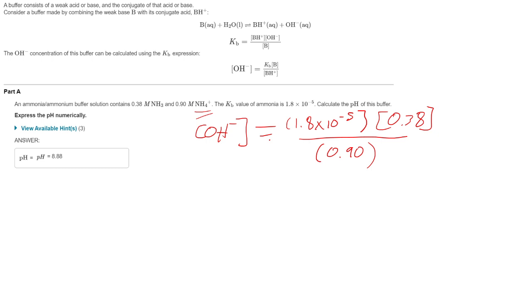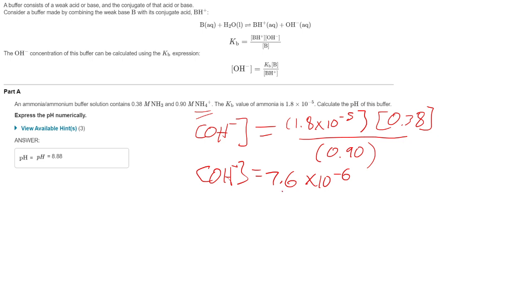Okay, so we do the math. So first we take 1.8 times 10 to the negative 5th. We multiply that by 0.38. We then divide that by 0.9. And that will get us our OH minus concentration, which in this case, for my values that I have in this problem here, is 7.6 times 10 to the negative 6.